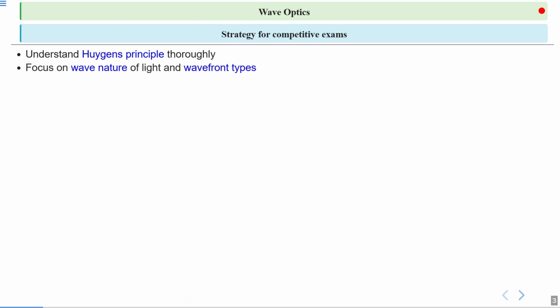Focus on wave nature of light and the different types of wavefronts. This is crucial because it sets the stage for understanding more complex phenomena like interference and diffraction. Think of wavefronts as the shape of the wave as it moves through the space.